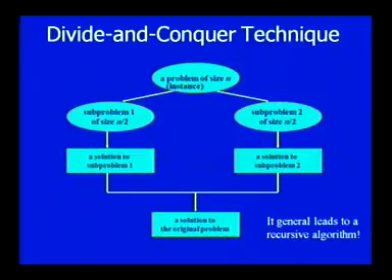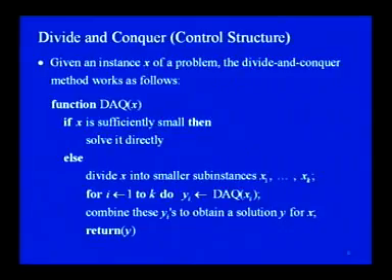Normally this sort of strategy leads to recursive algorithms. A recursive algorithm is a great boon for a programmer because it reduces our coding effort. So, this is the control structure of how a divide and conquer algorithm will look. You can see very well.